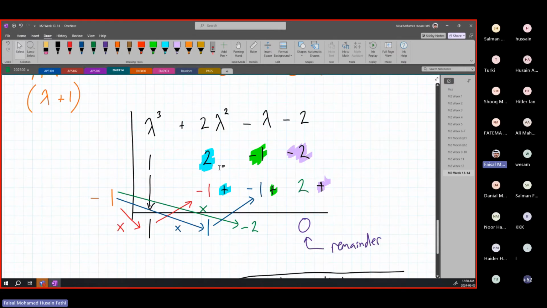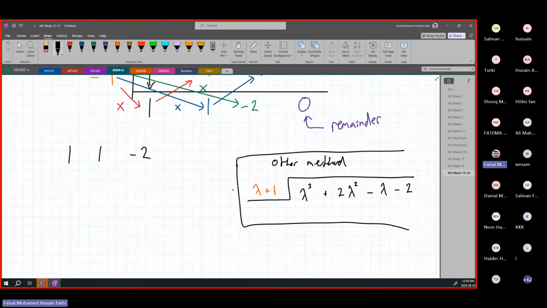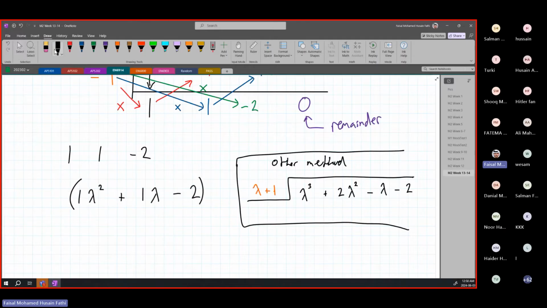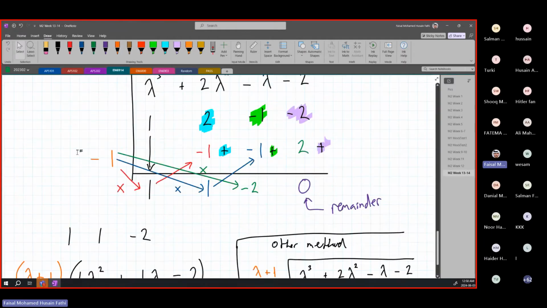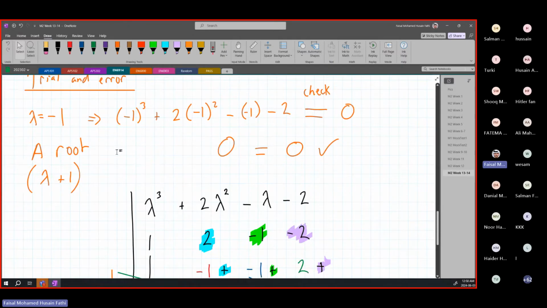So what does this mean? So we got our values 1, 1, minus 2, and 0. What does this mean? We got 1, 1, minus 2. This basically means that we are going to have 1 lambda squared plus 1 lambda minus 2. This is going to be what is remaining of the factor once we take out lambda plus 1, which we have already identified as one of our roots. Okay, so the idea is you start with trial and error.